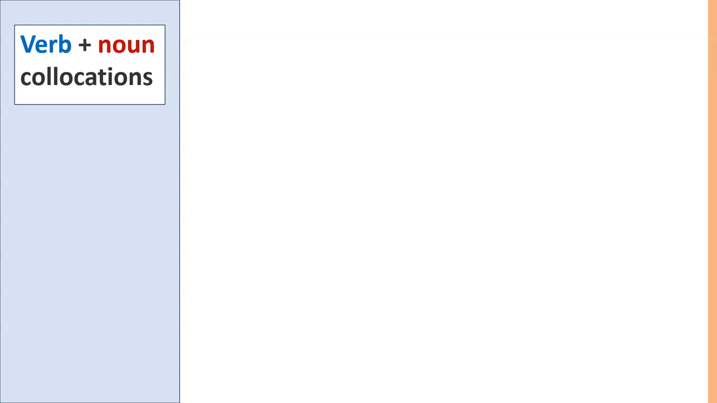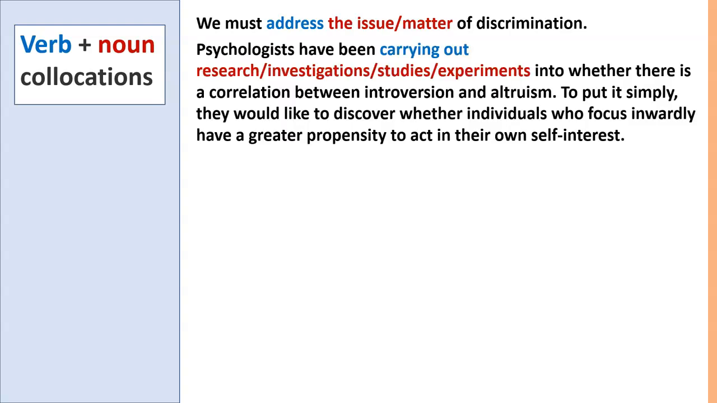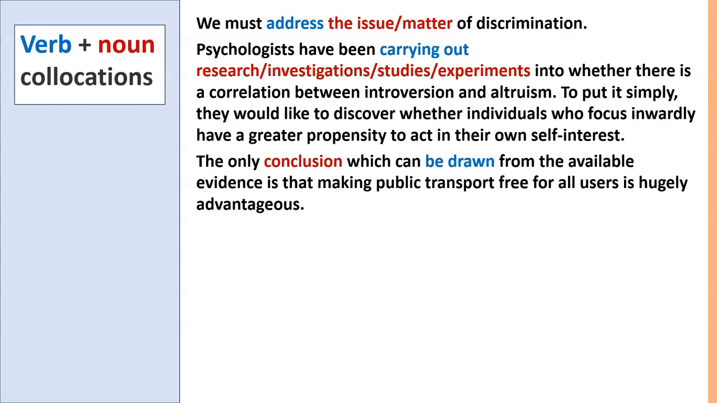Verb-noun collocations are very common and very useful. So, for example, you can address an issue or a matter or a question. That means to deal with it, to discuss it, to try to find solutions for it. You can carry out research, carry out investigations, studies, or experiments. That means to conduct them, to do them.